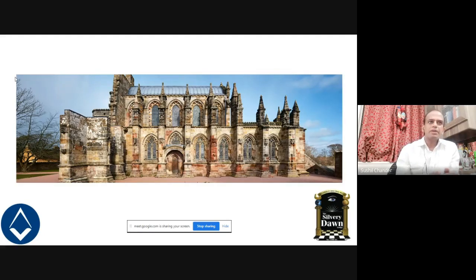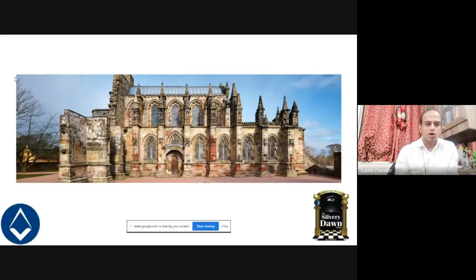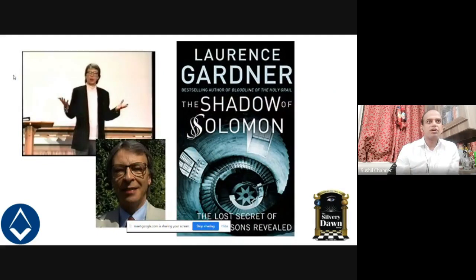Also, it is often thought that the precursors of tracing boards were cloths that were unrolled onto the floor of a lodge. Lawrence Gardner, the British author who wrote the book The Shadow of Solomon: The Lost Secret of the Freemasons Revealed in 2005, of course, passed into the ages in 2009.